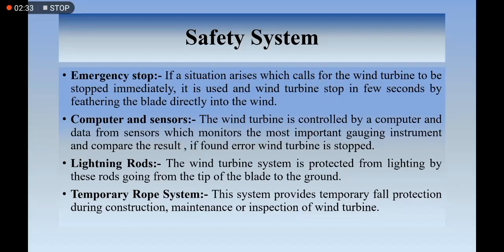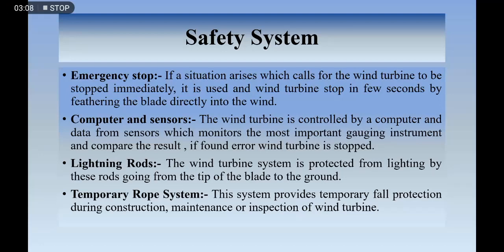For the safety of wind turbine systems, first of all there is the emergency stop. If any situation calls for the wind turbine to be stopped immediately, it is used, and the wind turbine stops in a few seconds by turning the blades out of the wind. Next are computers and sensors. The wind turbine is also controlled by a computer using data from sensors which monitor the most important gauging instruments and compare the results. If an error is found, the wind turbine is stopped.